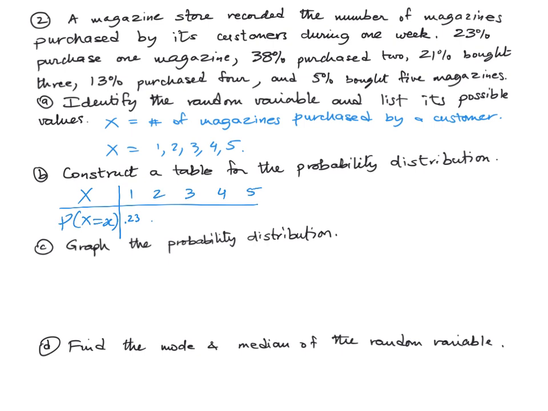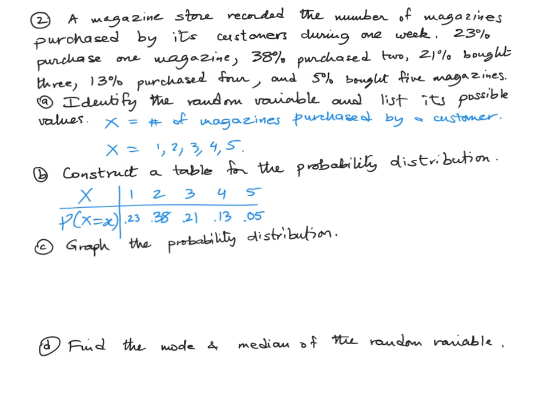0.38 is going to be the probability of a person who purchased 2 magazines. 0.21 is going to be the probability of buying 3 magazines. 0.13 is the probability of buying 4 magazines. And 0.05, 5%, is the probability of purchasing 5 magazines. Now, there's a couple things we want to check. Are all these probabilities between 0 and 1? They are indeed. And if I add them all up, do I get 1? You can double check this, but you will indeed get 1 when you add all those probabilities up.